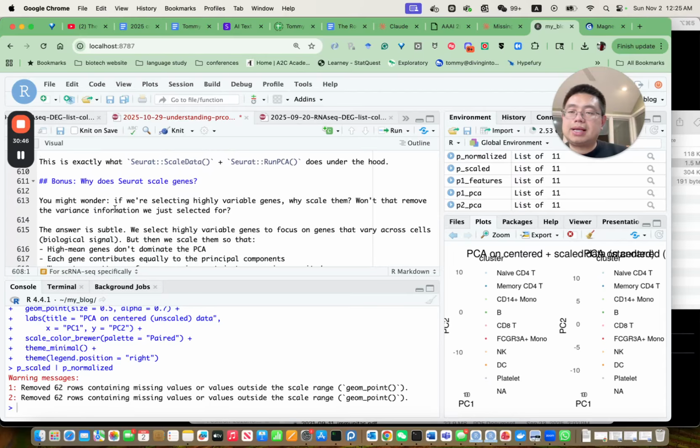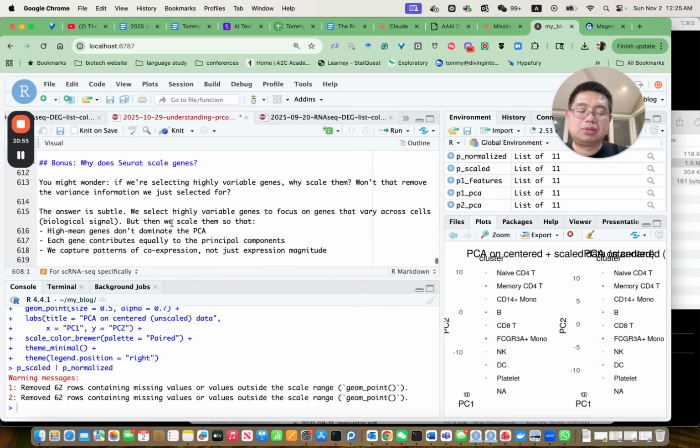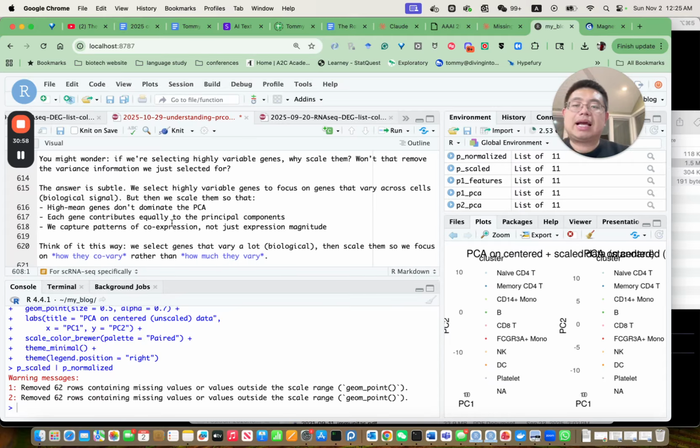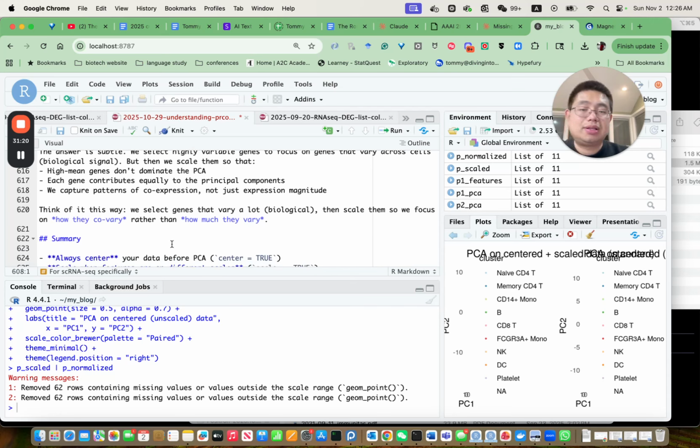So why does Seurat scale genes? You might wonder, if you are selecting only highly variable genes, why scale them? Won't that remove the variance information that we just selected for? The answer is that we select highly variable genes to focus on genes that vary across cells, biological signal, but we scale them so that the high mean genes don't dominate PCA, and each gene contributes equally to the principal components. So we capture the pattern of co-expression, not just the expression magnitude. We select genes that vary a lot, which has biological meaning, and then we scale them so we can focus on how they co-vary rather than how much they vary.